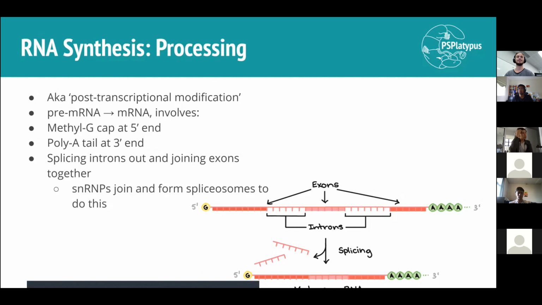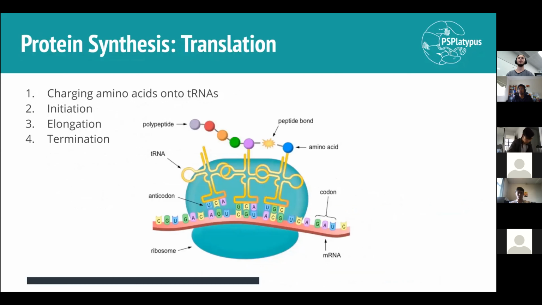Okay, here we go. All right, so now we're up to protein synthesis. We've dealt with transcription. We've dealt with the modification that goes after transcription to actually make it into mRNA. So there are 4 key steps in translation. That's loading up the tRNAs, the molecules that bring the amino acids, the building blocks of proteins, to the ribosome so that it actually has something to build the protein out of.